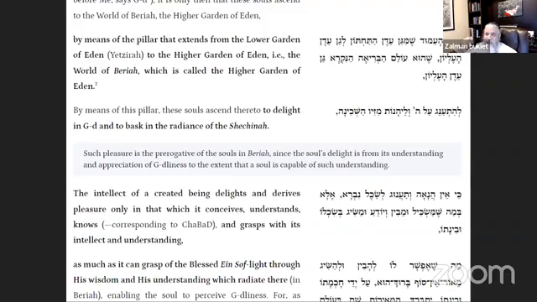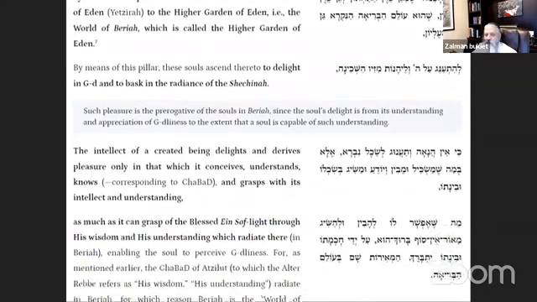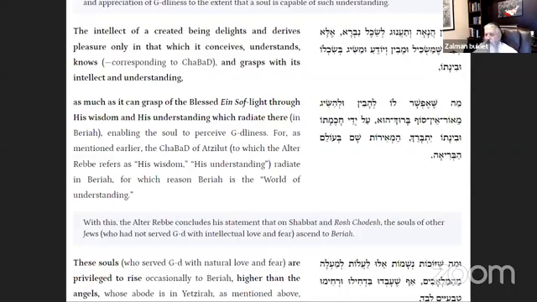So that's why Shabbos is a delight in this world, and Shabbos is a delight in the world to come. Such a pleasure is the prerogative of the souls of Bria, since the soul's delight is from its understanding and appreciation of godliness to the extent that a soul can understand. The intellect of the created being delights and derives pleasure from what he understands, what he grasps in his intellect and understanding. Because that's true pleasure. True pleasure is intellectual pleasure.